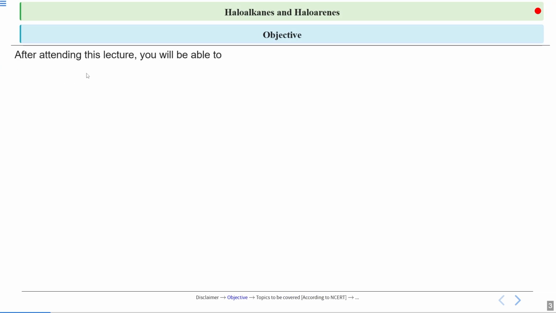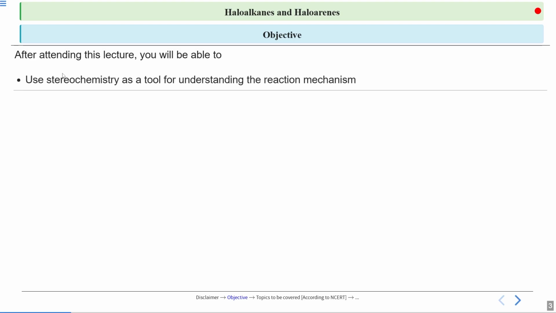Objective of today's lecture. After attending this lecture, you will be able to use stereochemistry as a tool for understanding the reaction mechanism. So today we are going to focus on stereochemistry to better understand the reaction mechanism.